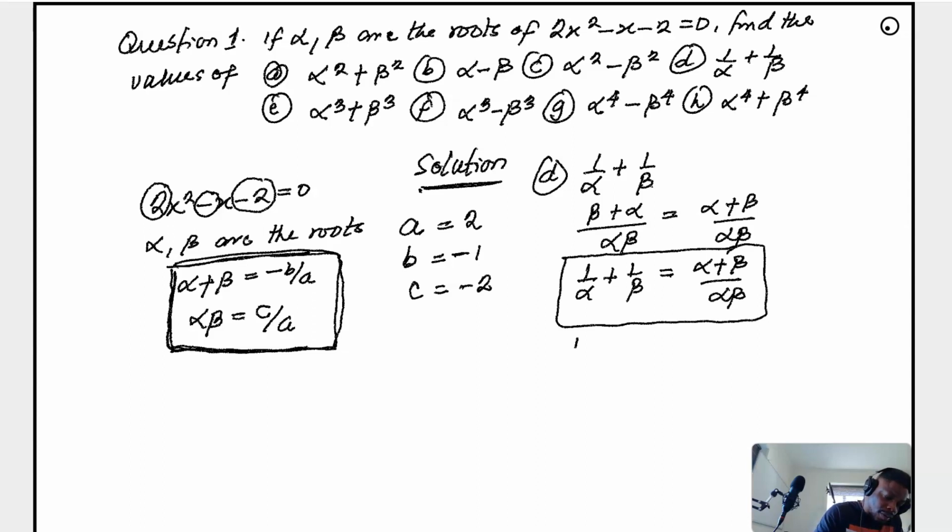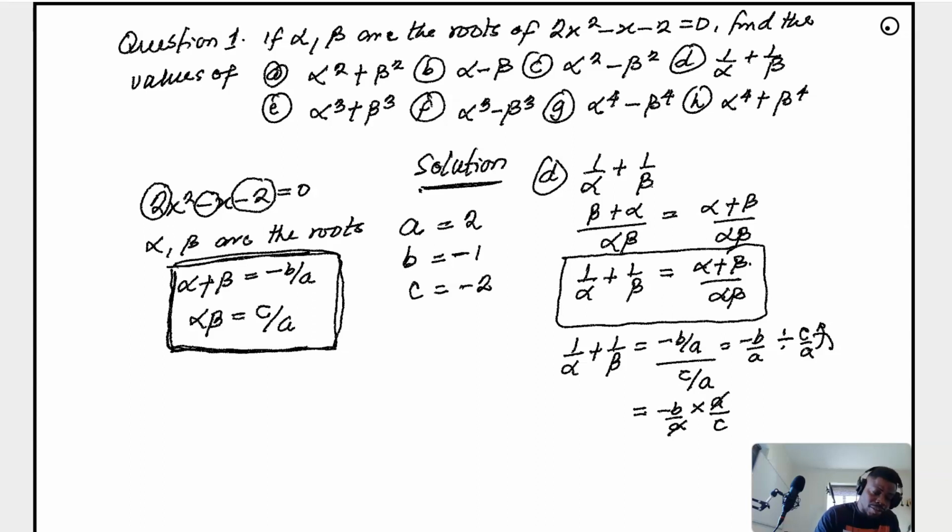Okay, so 1 over alpha plus 1 over beta is equal to alpha plus beta. What is alpha plus beta? Minus b over a divided by, what is alpha beta? C over a. Okay, so this is something as minus b over a is dividing c over a. That is what it means. So here I can say minus b over a. If I change division to multiplication, that means a goes up and c comes down. So a over c. So a we cancel a. You see? So 1 over alpha plus 1 over beta is same thing as saying minus b over c.